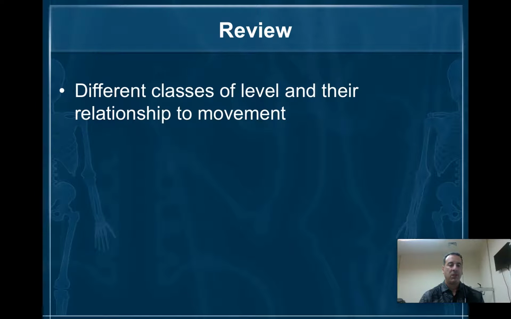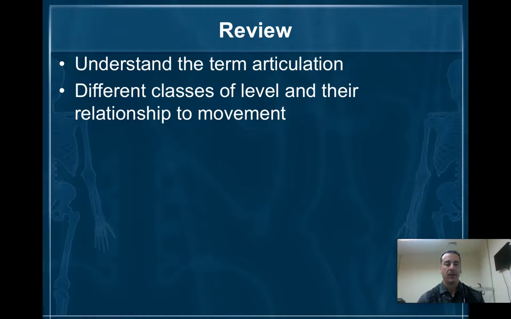When it comes to Chapter 8, you should be familiar with different classes of levers and their relationship to movement. So our Class 1 levers, are they diarthrotic, amphiarthrotic, synarthrosis, and so forth. When it comes to classes of levers, be familiar with, for example, if you nod your head yes with the occipital atlantal joint, what lever would that be? I'll hit more levers in a second as well.